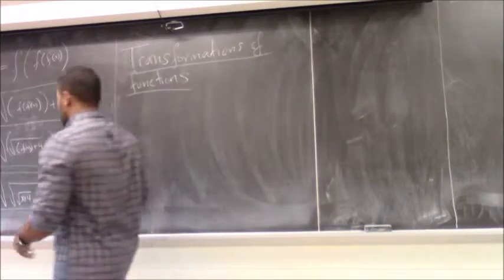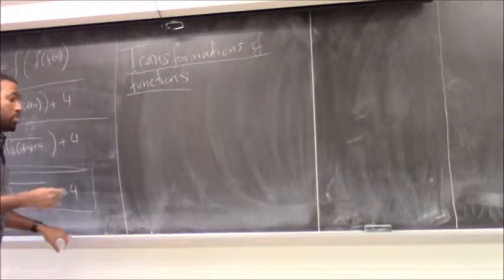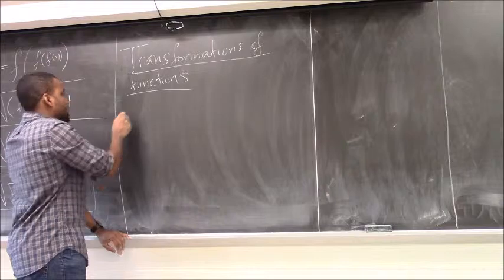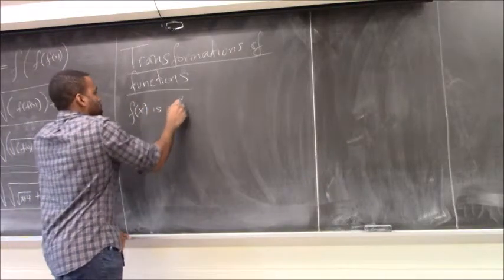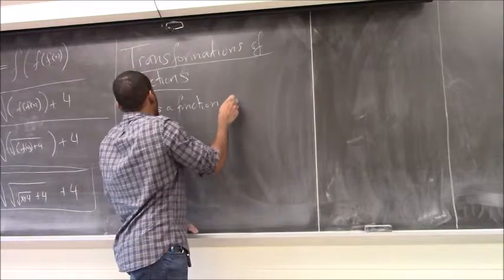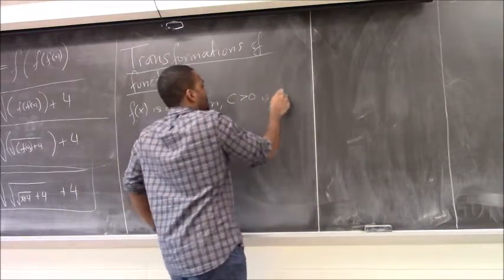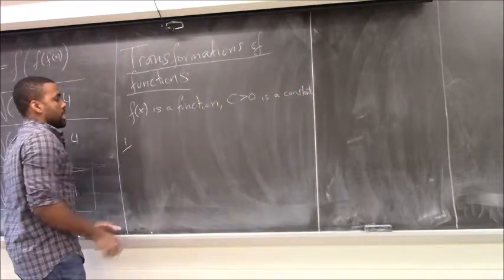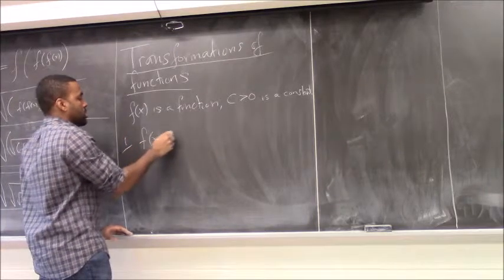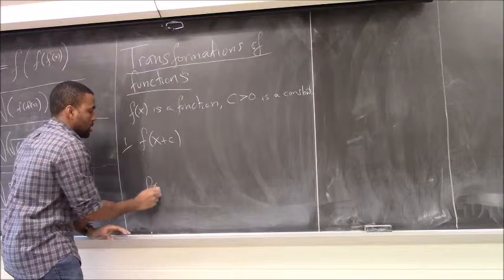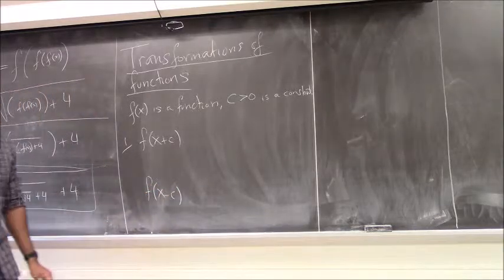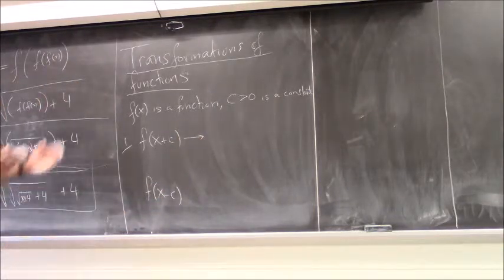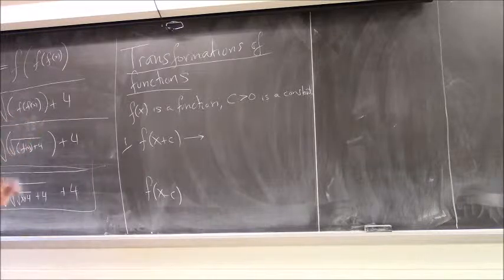The really nice way to see them is a quick way to draw a graph or get a sketch, to see a picture in your head, because a lot of times that is useful in mathematics. So let's say f of x is a function, and c greater than 0 is a constant. What is f of x plus c? What is f of x minus c? What does that mean for a graph of a function? If in a function you replace all the x's with x plus a positive number, what does it do to the graph?